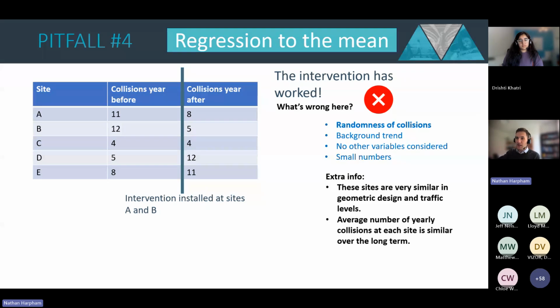And of course, we might now look at D and E and think, oh, we've got problems at D and E, let's do something there. Oh, and then the numbers go down again. So regression to the mean is of course something we want to be careful of.